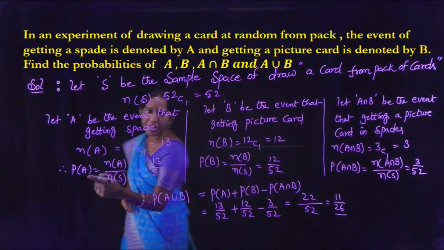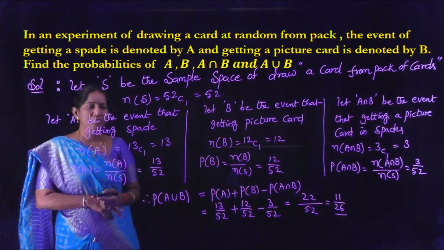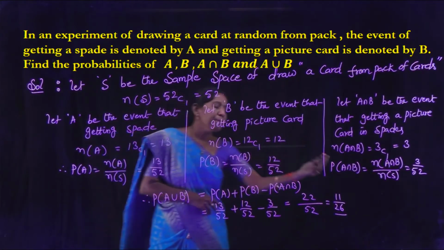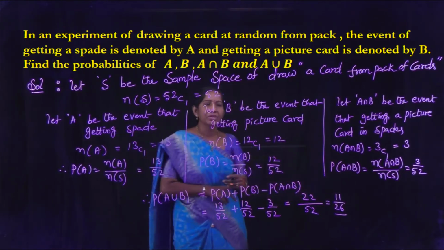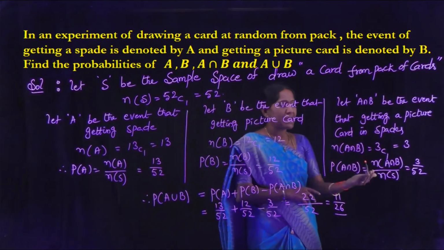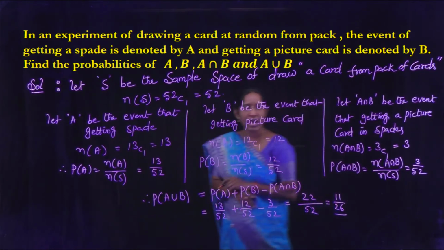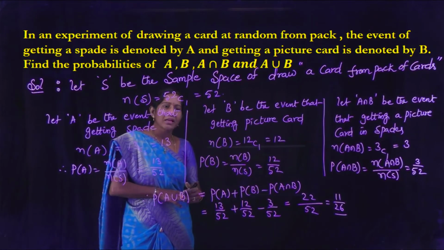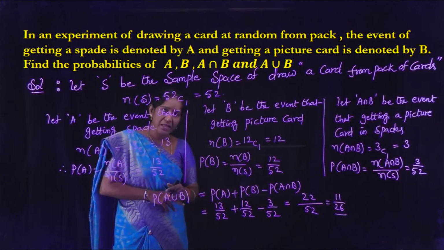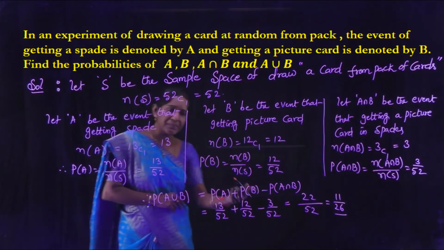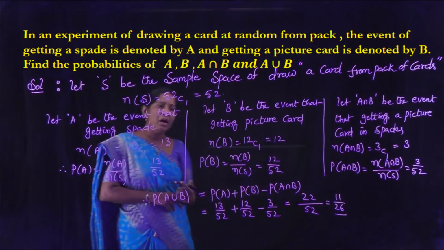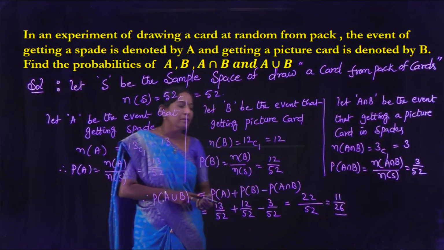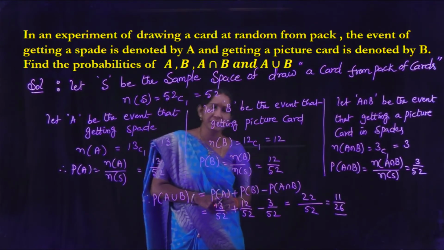Therefore we know P of A equal to N of A by N of S, P of B equal to N of B by N of S, and P of A intersection B equal to N of A intersection B by N of S. Then finally we have to find P of A union B. By the addition theorem, P of A union B is P of A plus P of B minus P of A intersection B. Substitute all the values. We get 11 by 26.